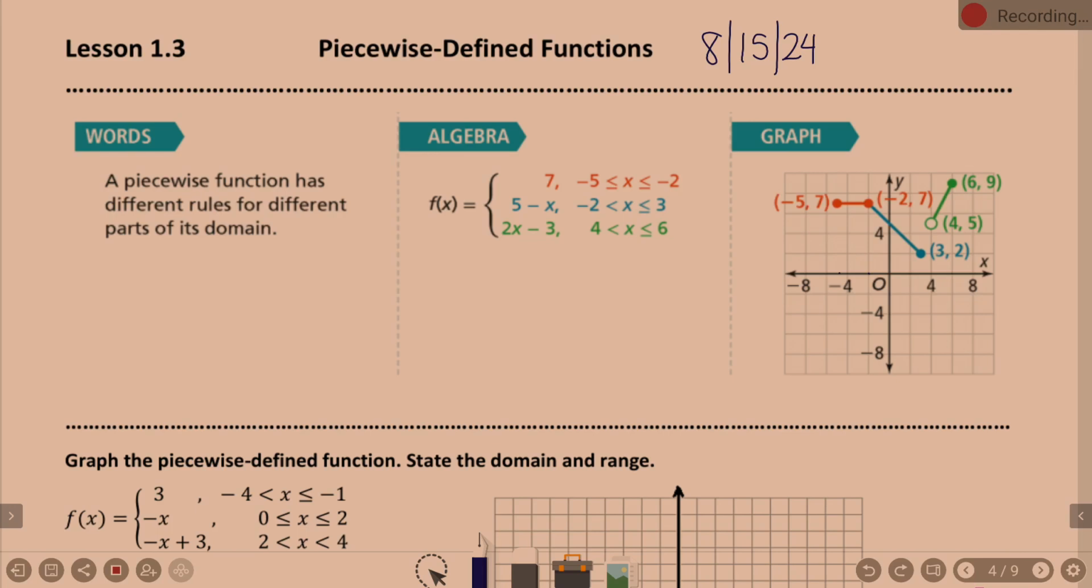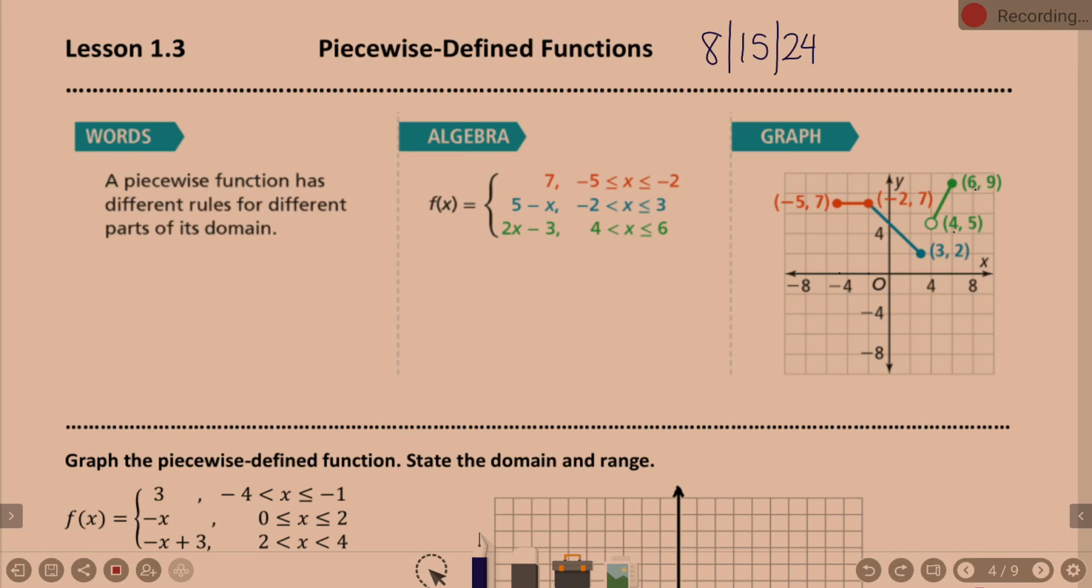Then you've got the blue line, 5 minus x. We're going to talk about y equals mx plus b today. Y-intercept of 5, slope of -1, that's that piece. But it only goes from -2 to 3. And you've got the green line, 2x minus 3. If you extended this, it has a slope of 2 and would intersect at -3. But the only piece you can see is the piece that goes from 4 to 6. So we're looking at pieces.